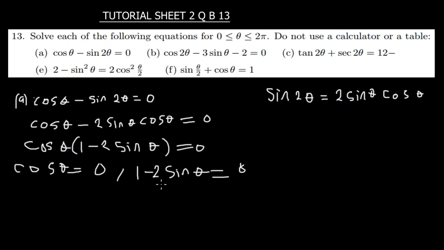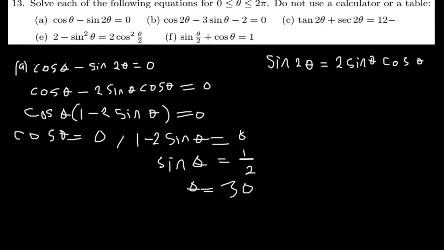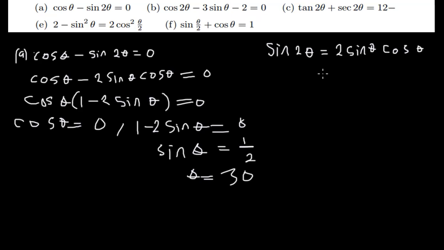So you find theta this side, and even this side you find theta. So here you're going to have sine theta is equal to 1 over 2. Then sine inverse of 1 over 2, you get your answer to be 30, meaning it lies in the first and the second quadrant, since sine is positive in the first and second quadrant. So your theta here is going to be 30.